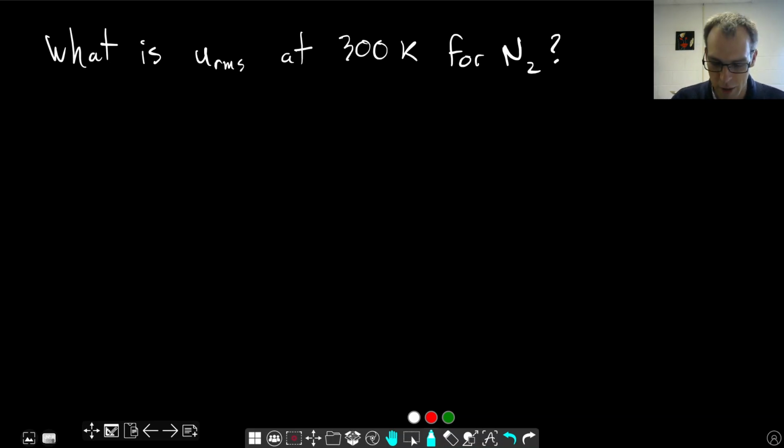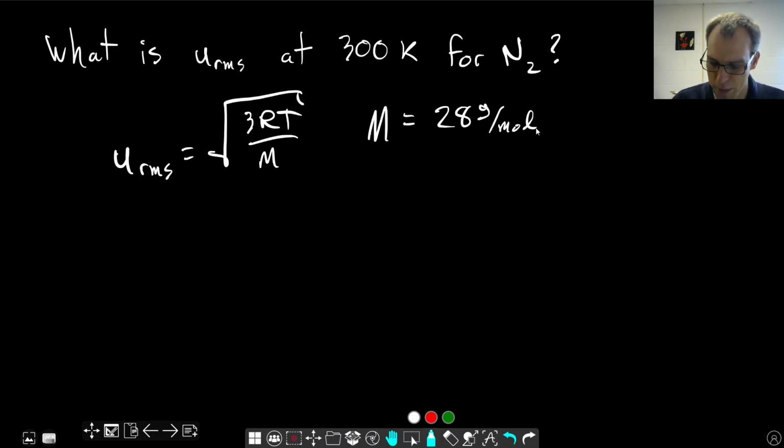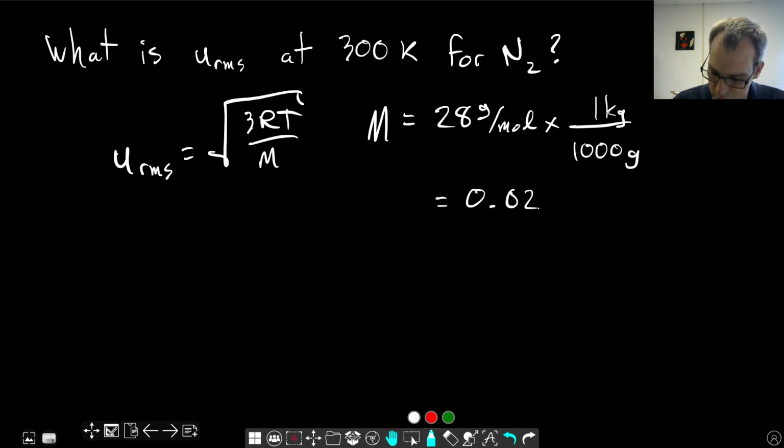Let's go and calculate it. So again, we're just going to be using this equation, URMS is equal to the square root of 3RT over capital M, being the molar mass. All right, so M for nitrogen is 28 grams per mole. You can double check me, but it's 14 is the atomic weight for nitrogen, times 2 is 28. So if we want to express that in kilograms per mole, we need to divide by 1,000 grams per kilogram, which will give us 0.028 kilograms per mole. All right, so that's the value we're going to need.